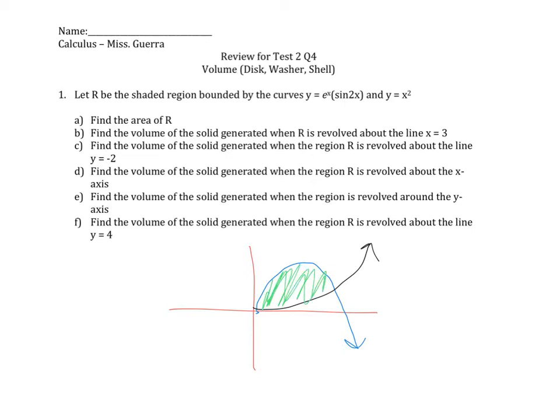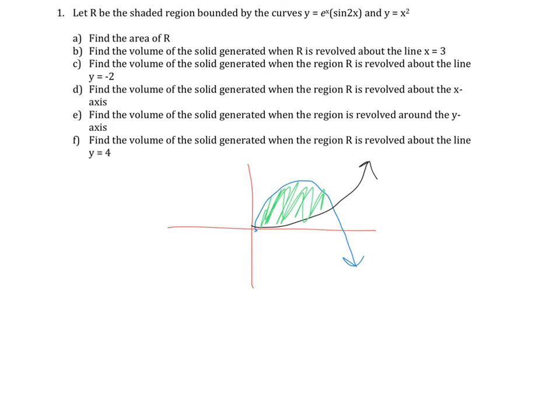So for part A, it says find the area of R. One thing I'm going to do is label the curves. This is e to the x sine of 2x, and this is x squared. Basically, what I want to do is find the area first.